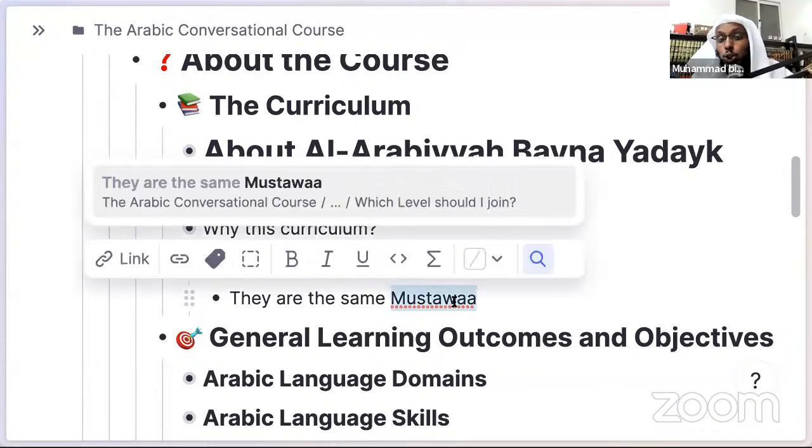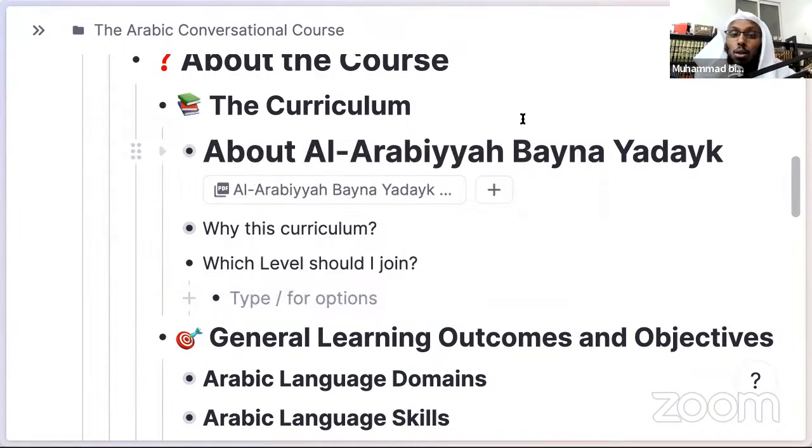So which level should you join? Now, the books, we call them level 1, 2, 3, 4, 5, 6, 7, up to 8. But they're also considered 4 levels, so it depends how you look at it. You could call it 4 levels, each level being 2 books, or you can call each book a level, 8 levels. So when we say level 1, level 2, level 3, we're talking about books.